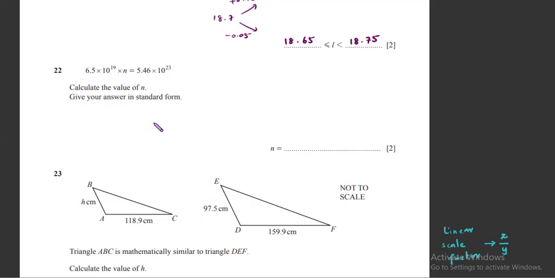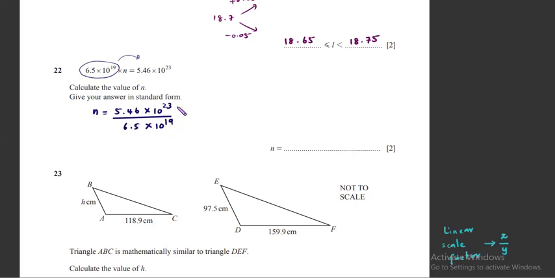6.5 times 10 to the power 19 times n is equal to 5.46 times 10 to the power 23. We need to find the value of n, and we need to write the value of n in the standard form. Now, this entire amount that we have here is being multiplied with n. So if I'm to take it to the other side, I need to do the opposite of it. That is to divide it by that amount, which means the value of n is equal to 5.46 times 10 to the power 23 divided by 6.5 times 10 to the power 19.